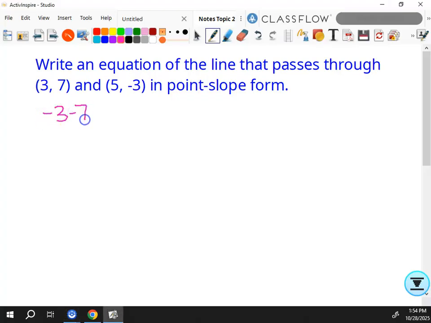So negative 3 minus 7 over 5 minus 3 gives me negative 10 over 2, which gives me negative 5. Okay, we all good with that? That's your slope. All right, so then I have to pick one of the 2 points. I would imagine most of you picked this one.